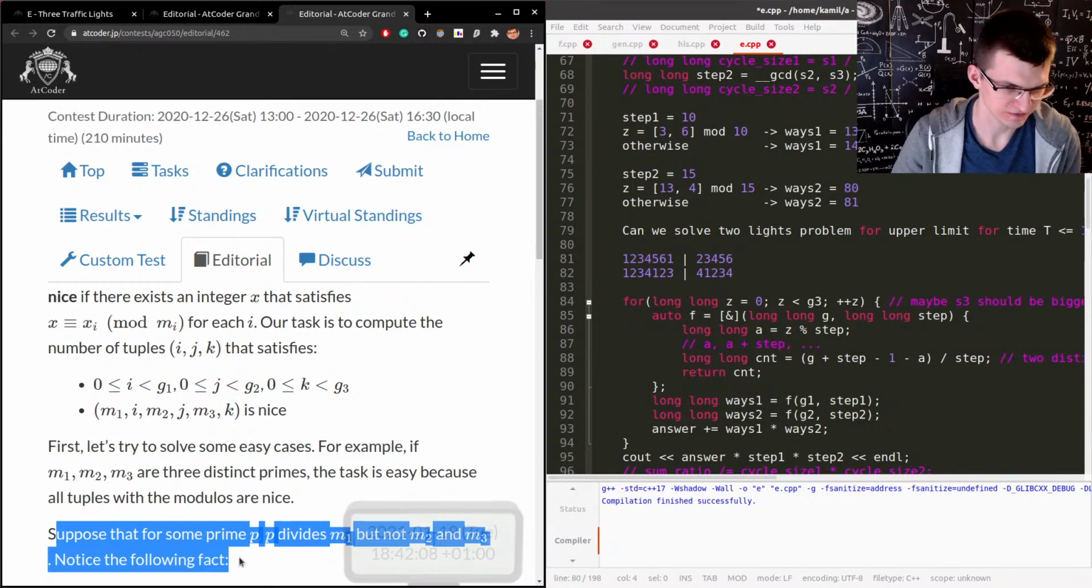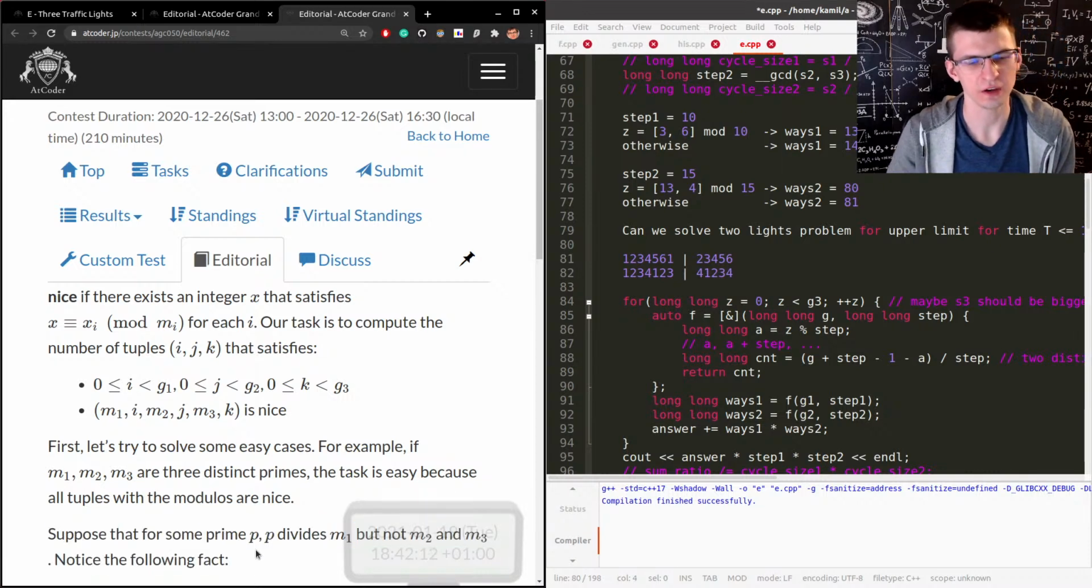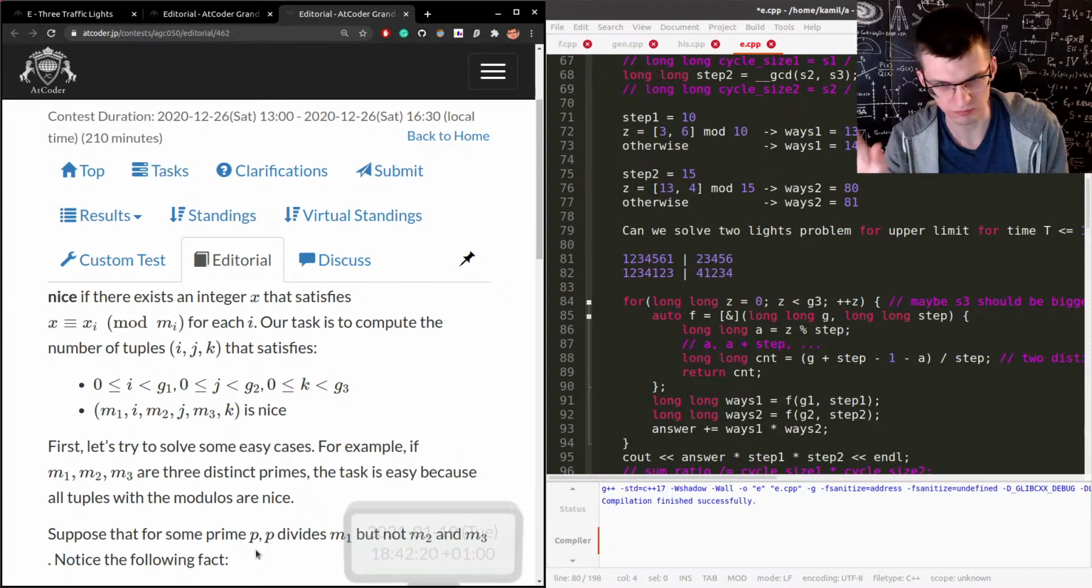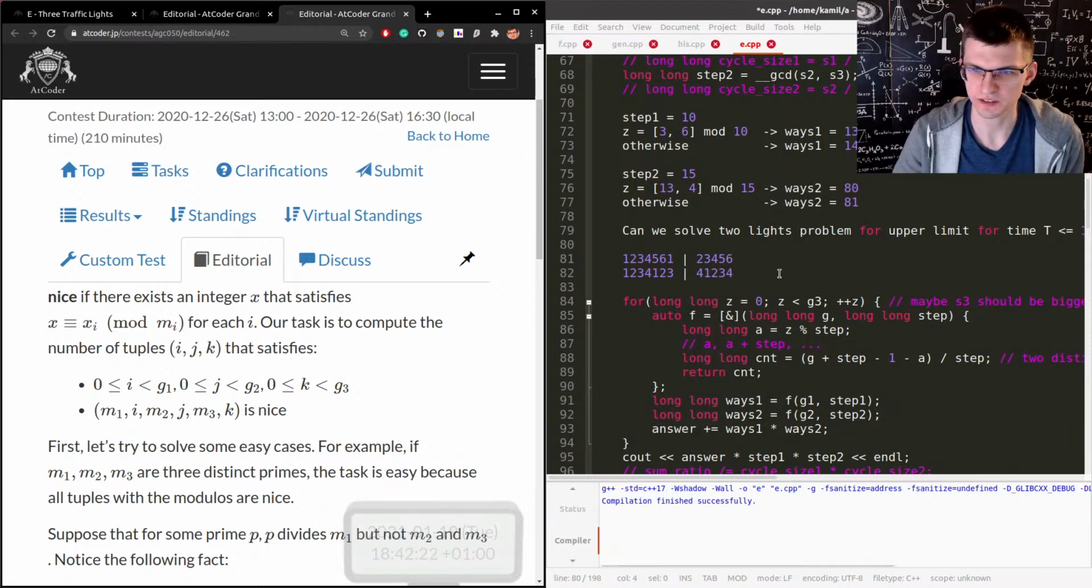But yeah, I don't have this line. Maybe they want to say that we need to look at every prime separately and see which cycle sizes are divisible by it. If yes, then nope, I didn't do it. I just have this as a subproblem.